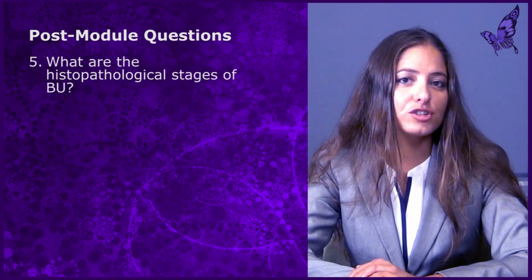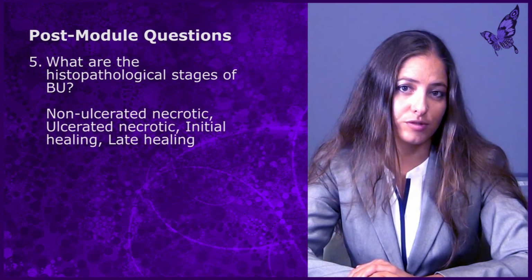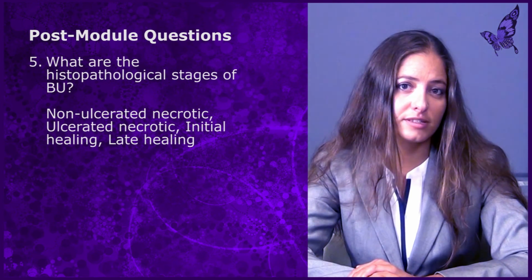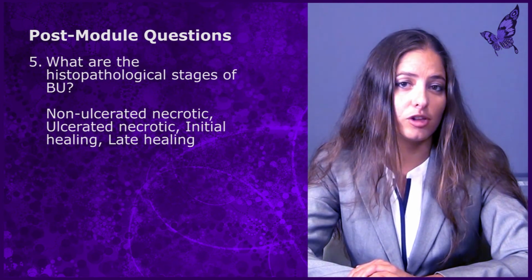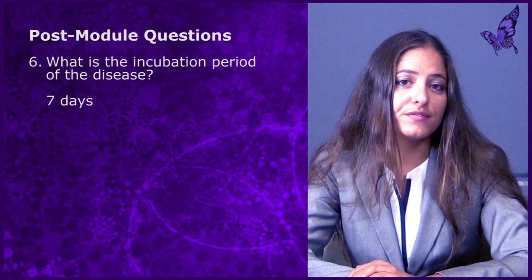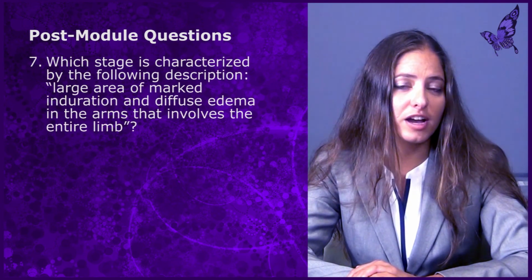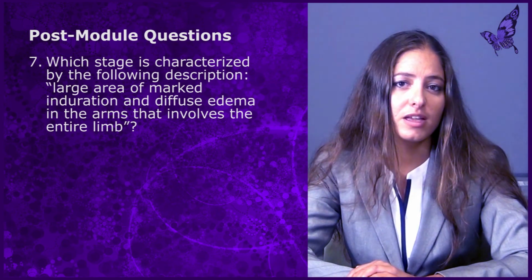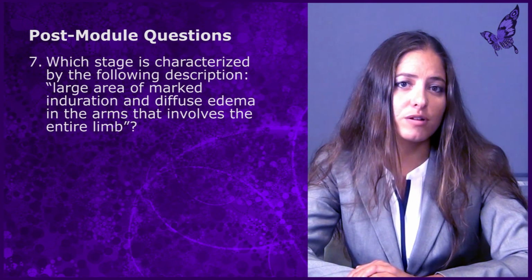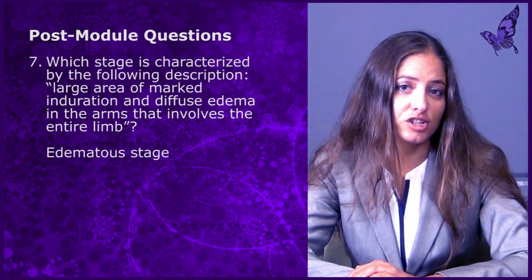Question 5. What are the histopathological stages of Buruli ulcer? The answer is non-ulcerated necrosis, ulcerated necrosis, initial healing, and late healing. Question 6. What is the incubation period of the disease? The answer is 7 days. Question 7. Which stage is characterized by the following description? Large area of marked induration and diffuse edema in the arms that involves the entire limb. The answer is the edematous stage.